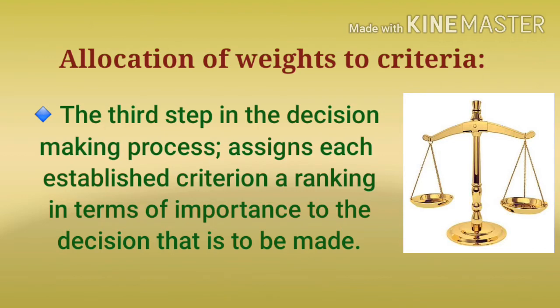Allocation of weights to criteria. Once we have identified the specifications, decide the priority of the specifications, that means which is at the highest priority, which is at the lowest priority, and then assign corresponding weights to each specification. Allocation of weights to criteria is the third step in the decision making process, which assigns each established criterion a ranking in terms of importance to the decision that is to be made.